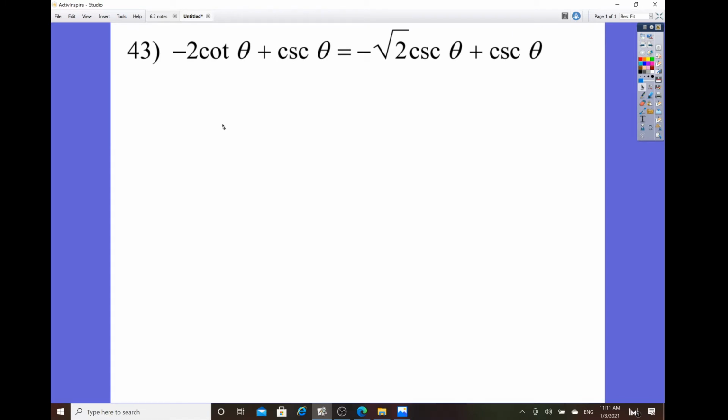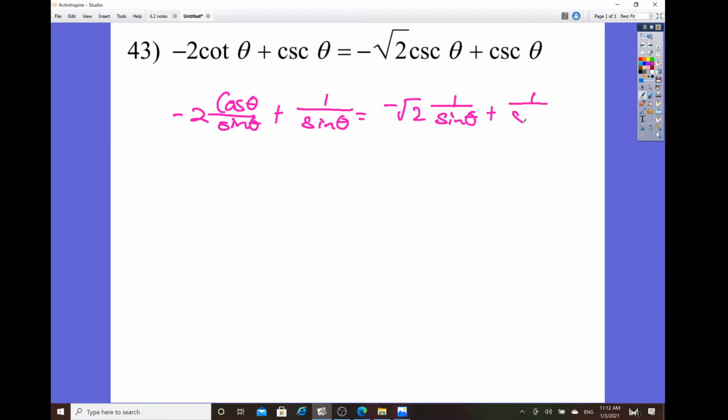Let's start off with rewriting. We know that cotangent, cosecant, all those things can be written in terms of sine and cosine. Cotangent is written as negative cosine over sine, and cosecant is written as 1 over sine of theta. Negative root 2 is just a coefficient, so we carry that over. And cosecant is 1 over sine of theta.